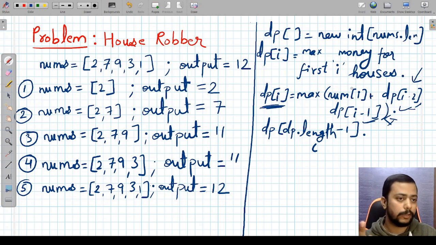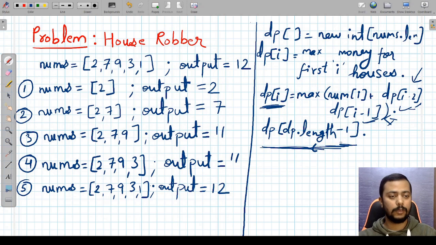We just have two choices: either we can rob the current house or we can not rob the current house. We will consider them both and then take a maximum of whichever is giving me the higher value, and that will be the maximum money possible for the ith cell. And in the end, we will simply return what is present in the last element of that array. So that's it. Now we will jump to the code, and the code will be very easy to understand if we understood how the table is getting populated.